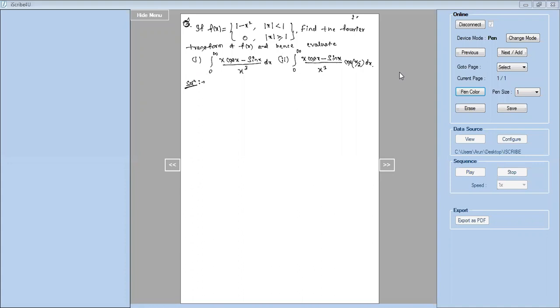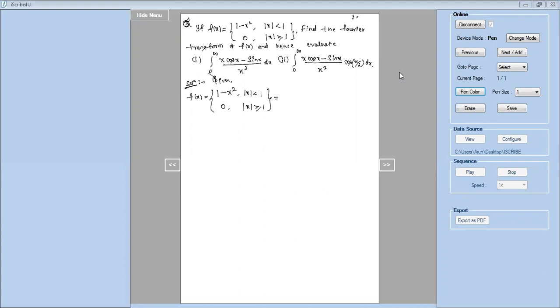First, given, the function here is f of x is equal to 1 minus x square, for mod x less than 1, and 0 for mod x greater than or equal to 1. So this is the problem given.